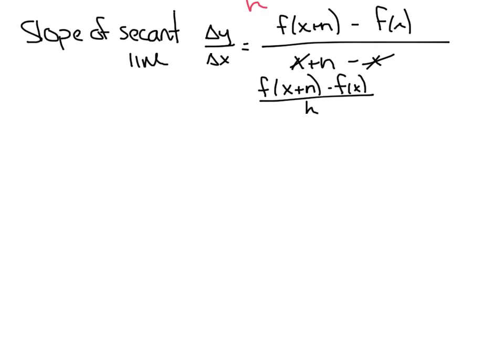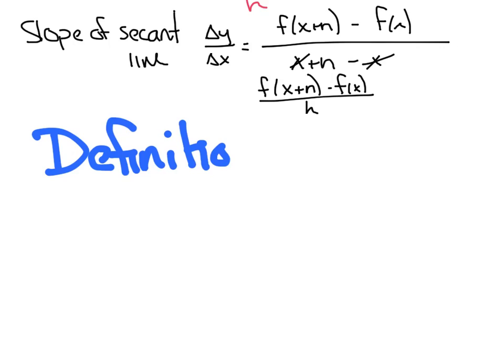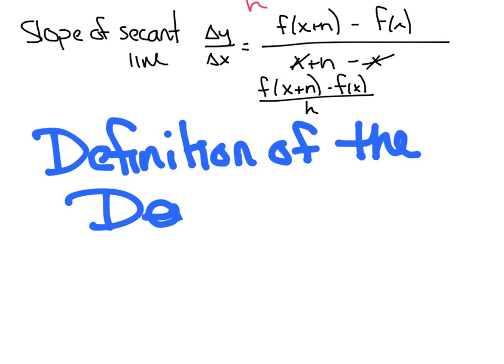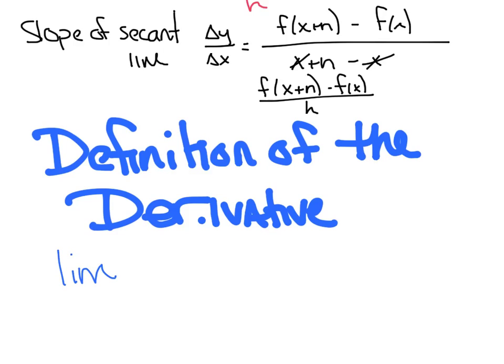So the definition of the derivative is, so we said we're making that as small as we can, the limit as h approaches 0. Okay, so I want to make that h value, that distance between them, very, very small.